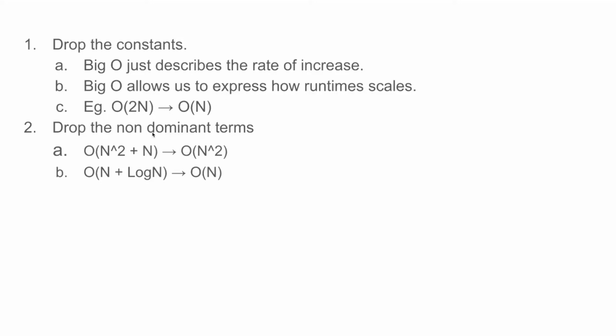Similarly, we can drop the non-dominant terms in that expression, such that if we have found out the time complexity for a function as n square plus n, we can say that the time taken will generally depend upon the dominant term, which is n square in this case, and we can express it as order of n square, because for larger inputs or small inputs, the n square is a dominant term, and the time taken will generally depend upon that. Similarly, here also, n is the dominant term compared to the log n, so we can express it in terms of order of n for this function.